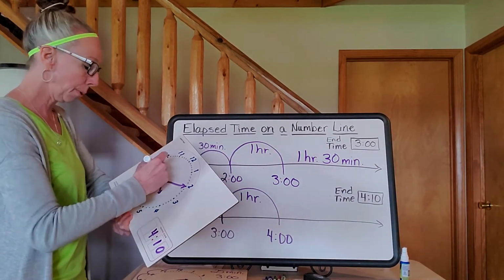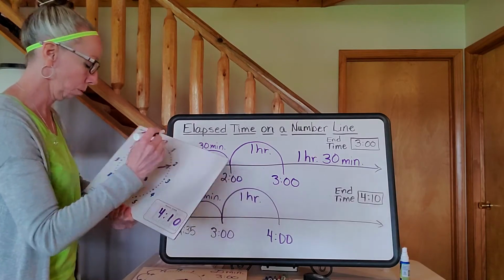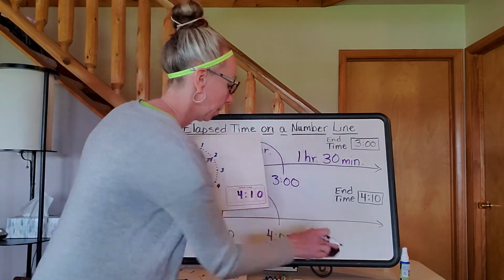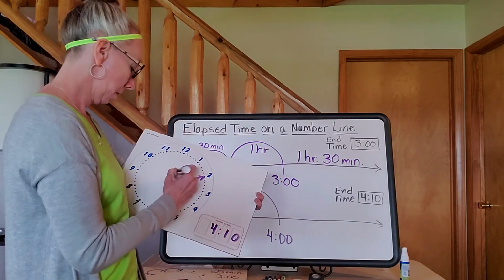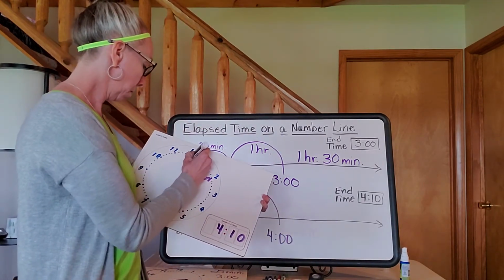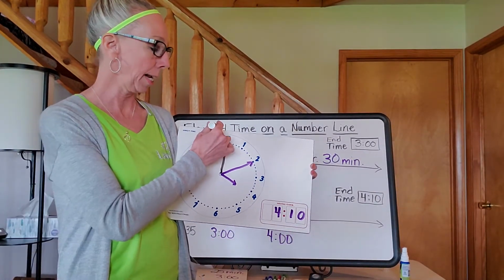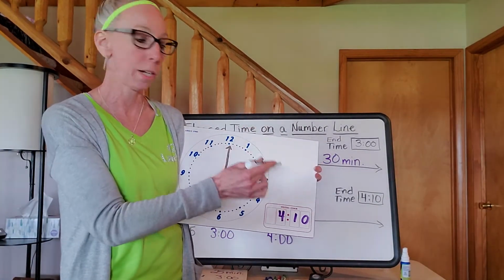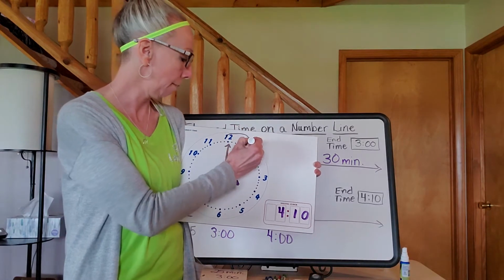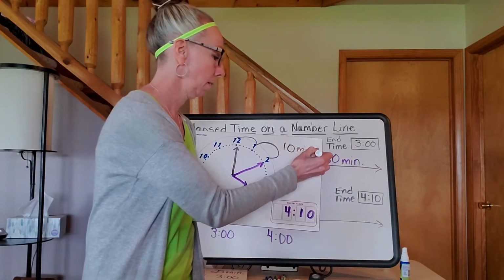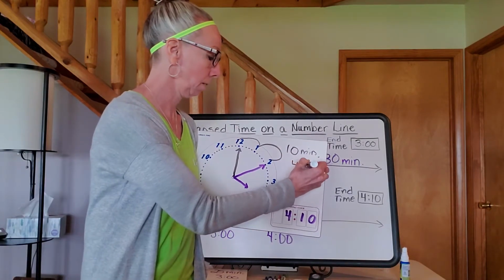So if we put in another line, whoa, that was a crooked line. Let's try that again. There's one of those mistakes I told you about. There, so the black line represents 4 o'clock. So now we're going to count by 5s until we get to 4:10. So 5, 10. 10 minutes it took us to get to 4:10.